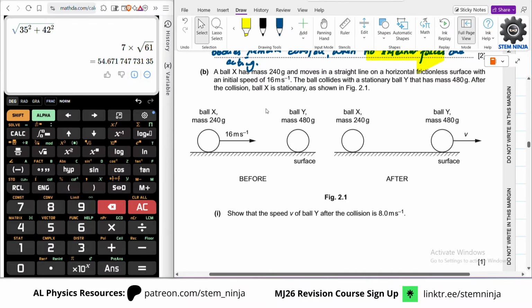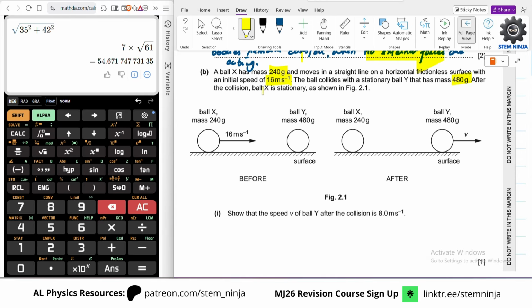Okay. A ball X has mass 240 grams and moves in a straight line along a horizontal frictionless surface with an initial speed of 16 meters per second. Okay. The ball collides with a stationary ball Y that has a mass 480 grams.